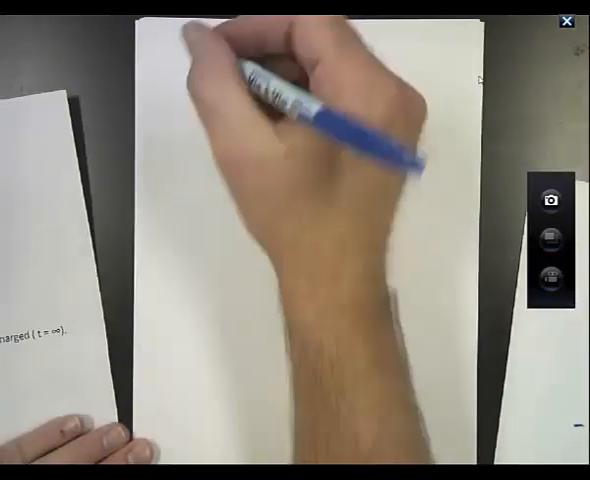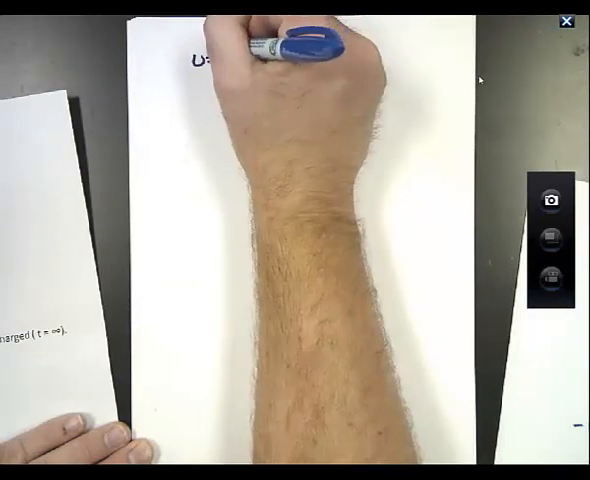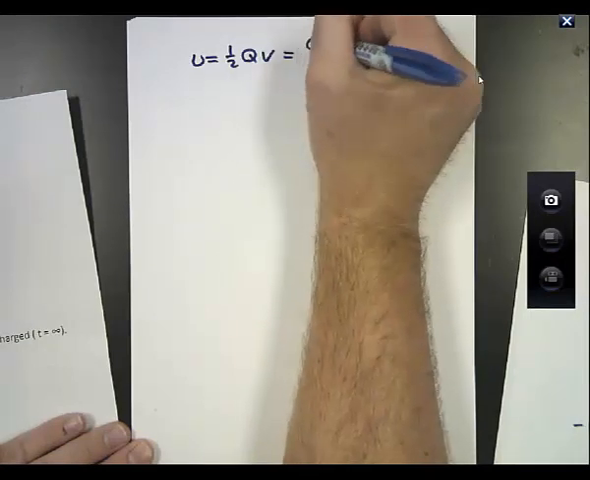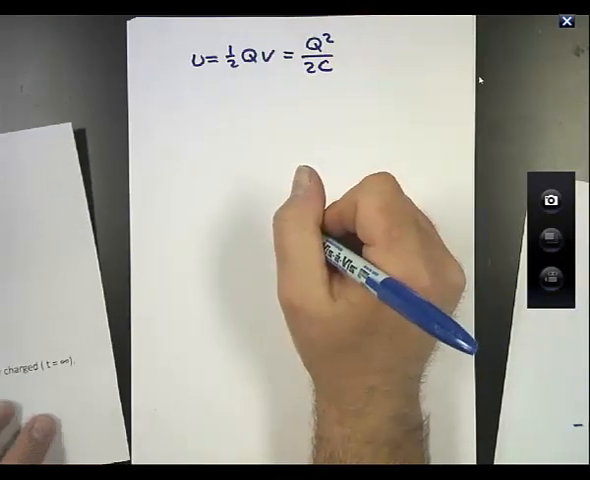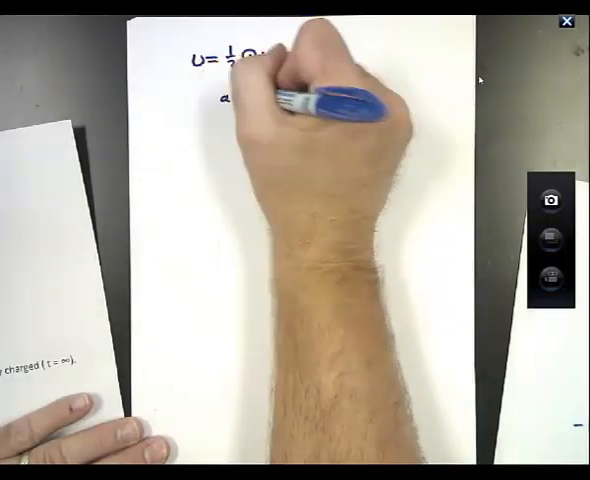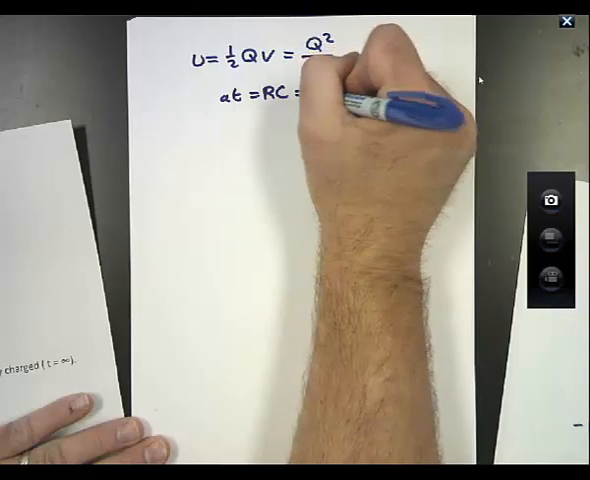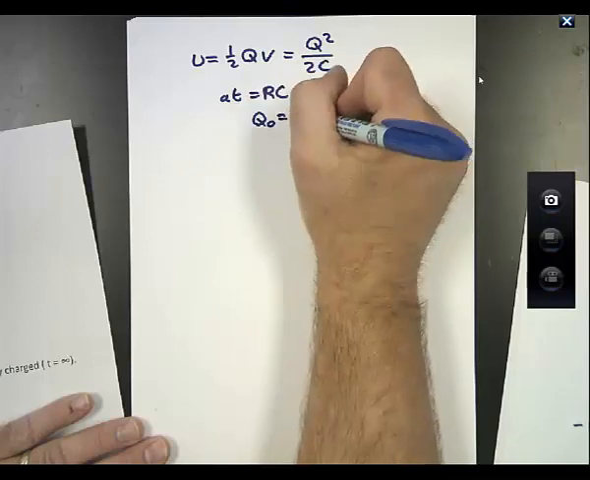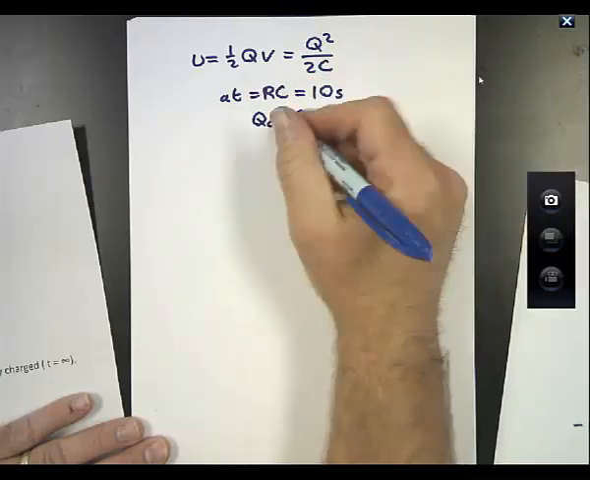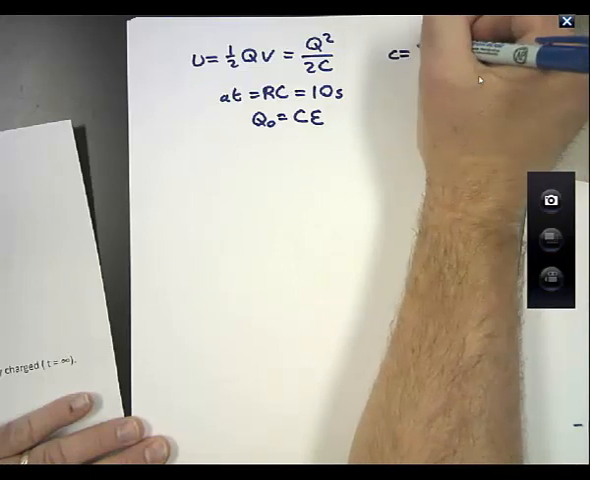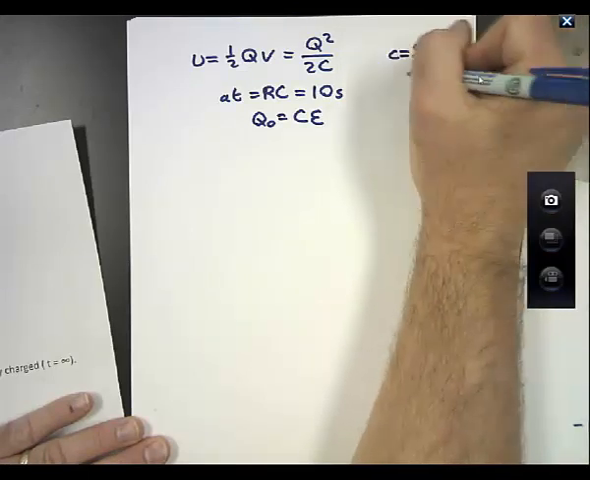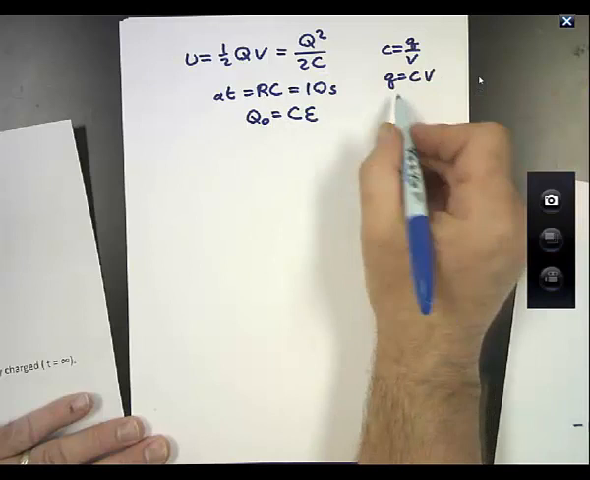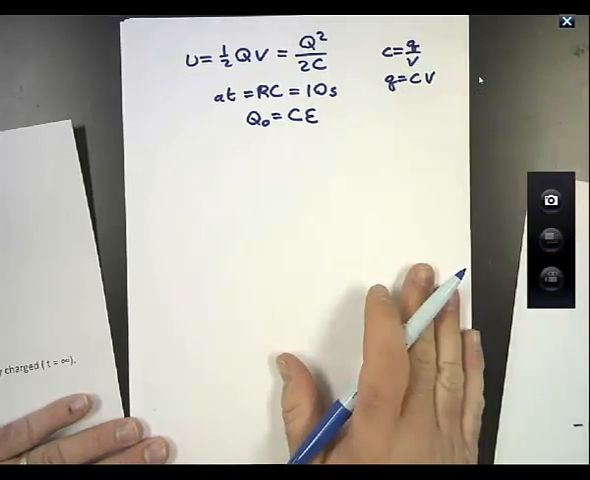Oh boy. Okay, so U is equal to 1/2 Q times V, or we could say Q squared over 2C, however we want to write it. Well, let's think about this. At t equals RC, we already showed that this is 10 seconds. Q naught, as we said before, is equal to C times E. That kind of makes sense again. C is charge per unit volt, and therefore charge equals C times V. We're just calling it EMF right here. So this equation shows that that equation is probably right.